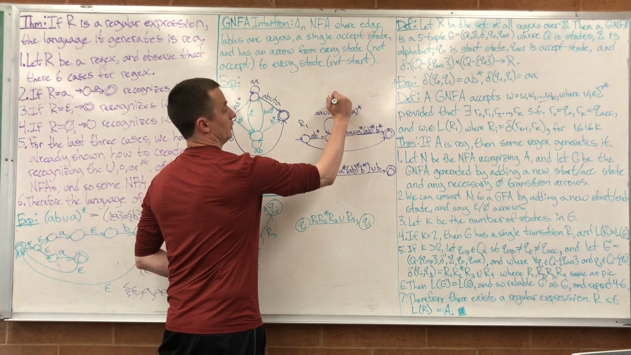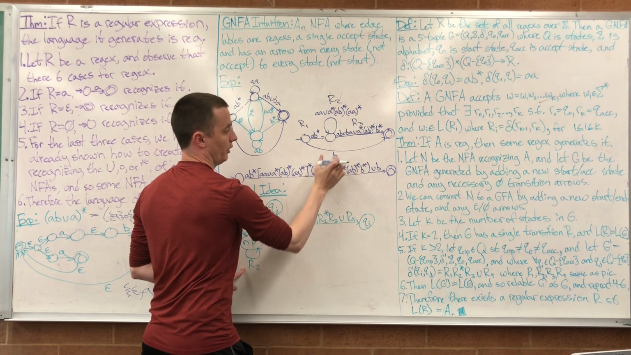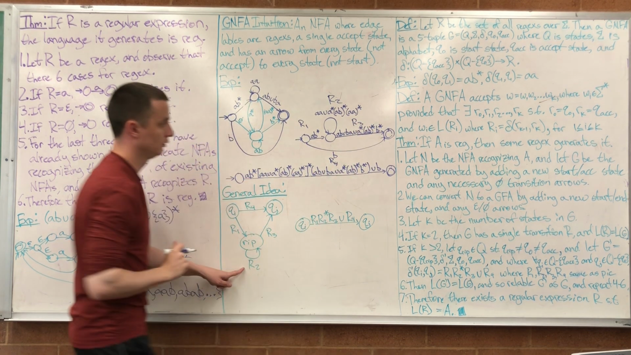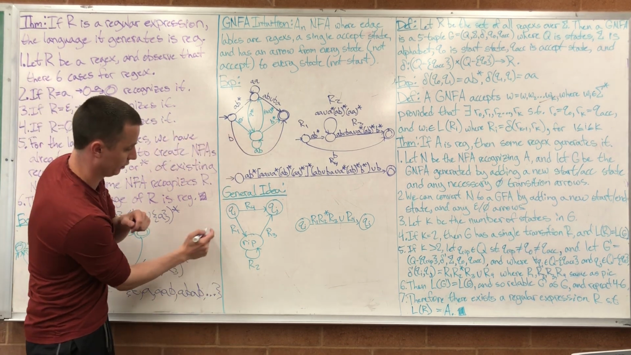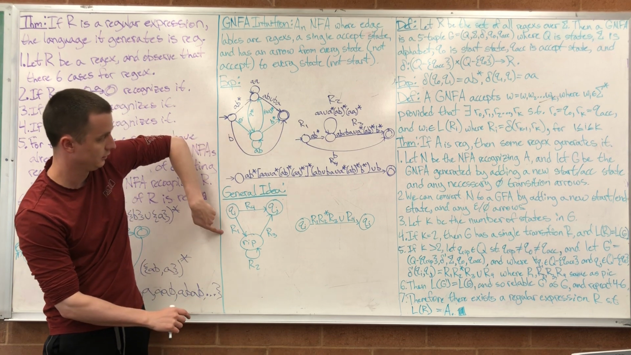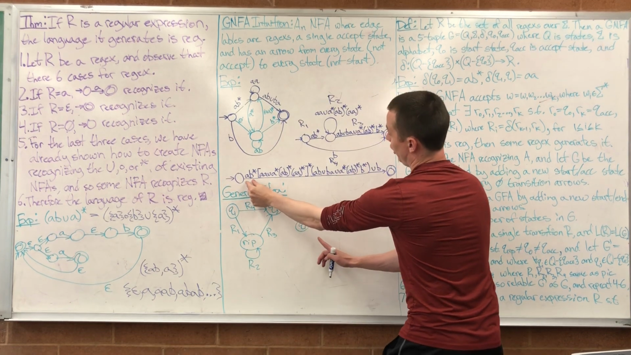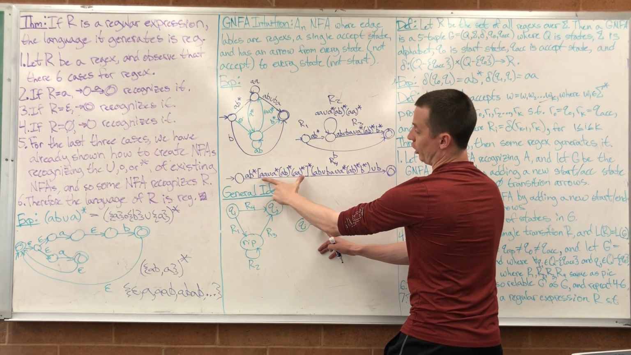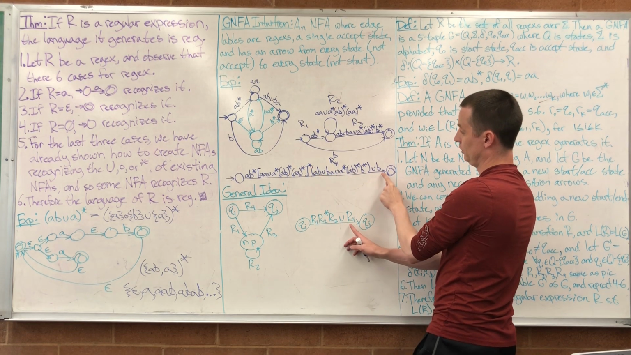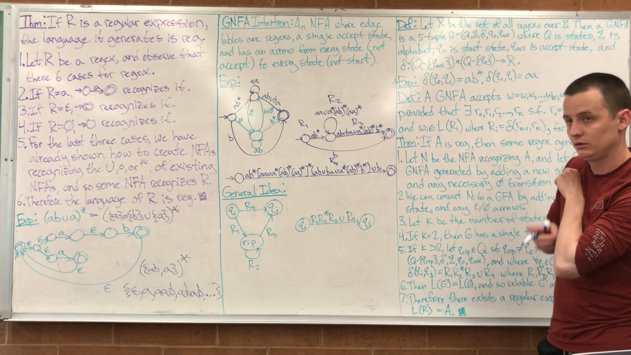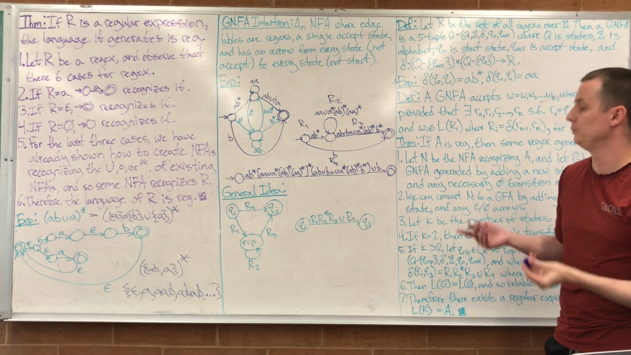This part right here is R2. This part right here was R3. And this part right here was R4. So when we had this, which is the same as this picture, and we ripped out that state, it turned it into R1 concatenated with R2 star concatenated with R3 union R4. Make sense?